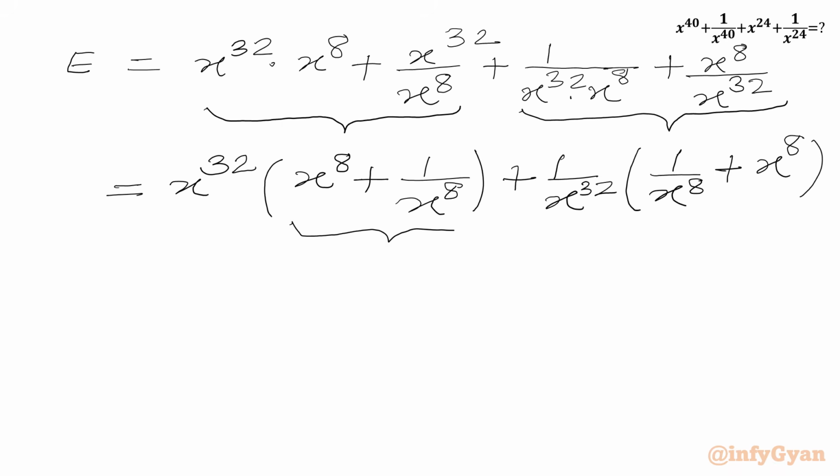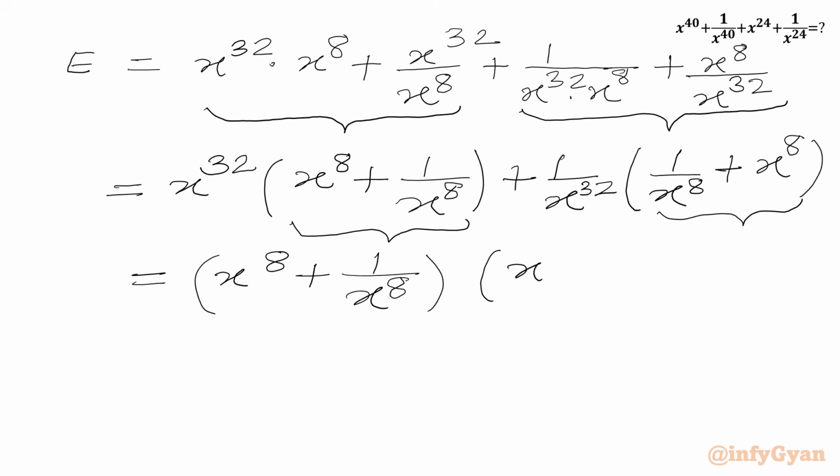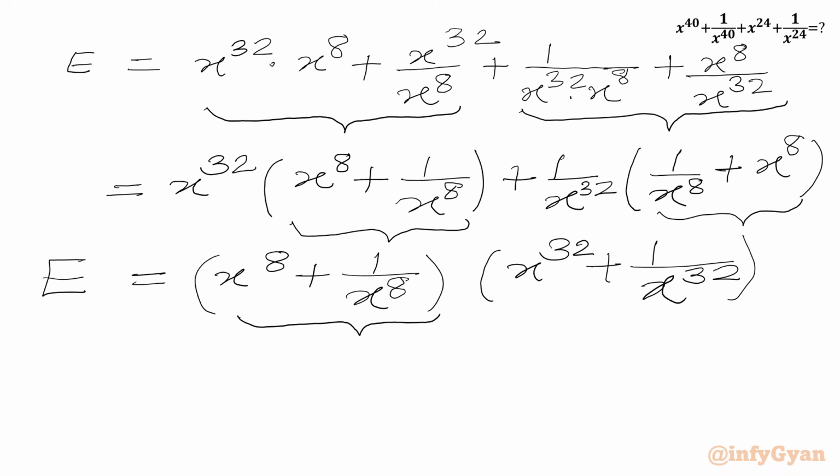Now x power 8 plus 1 over x power 8 is overall common. So we will write here x power 8 plus 1 over x power 8. In the other bracket, we will get x power 32 plus 1 over x power 32. So this is our required expression E. Now, we have to find x power 8 plus 1 over x power 8 and x power 32 plus 1 over x power 32. Let's find out.